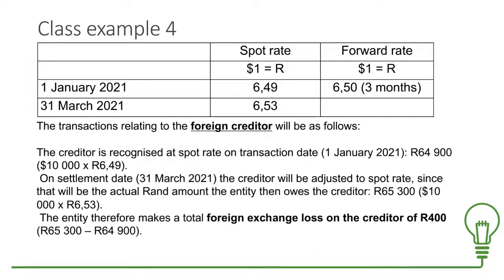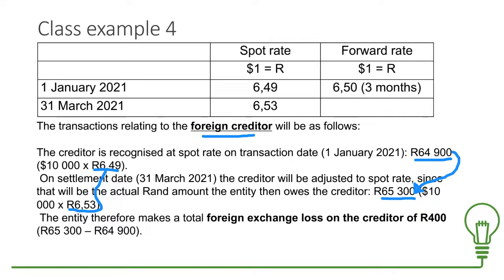Let's have a look at what that means. We've got the foreign creditor. We recognize the foreign creditor at transaction date, and that means we have a total. We're owing the creditor a total of 64,900, right? However, at settlement date, the exchange rate has weakened in terms of the South African rand. So we've gone from 6 rand 49 to 6 rand 53, and now we owe the creditor 65,300. So we owe the creditor more than what we got from the creditor. So we've made a loss, right? We've made a loss on this creditor.